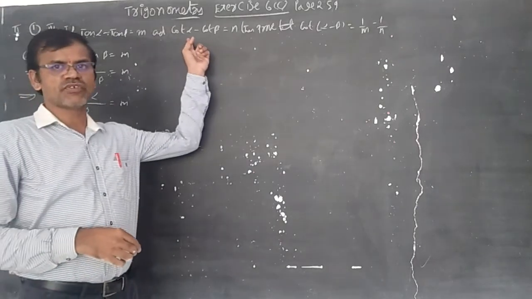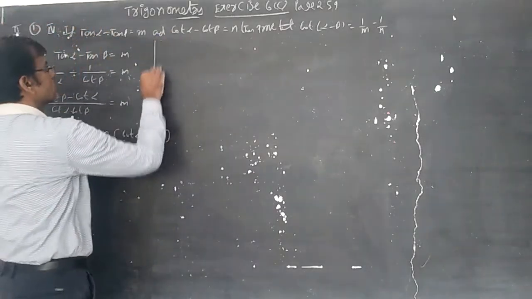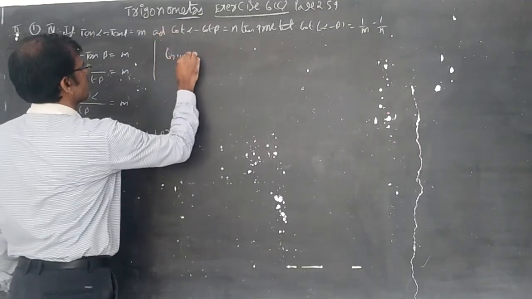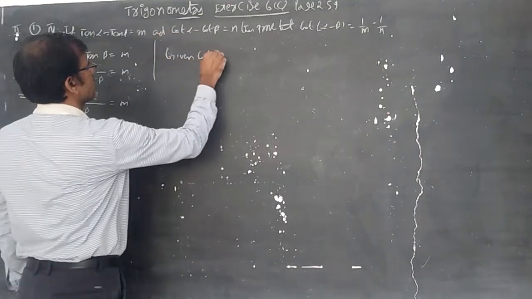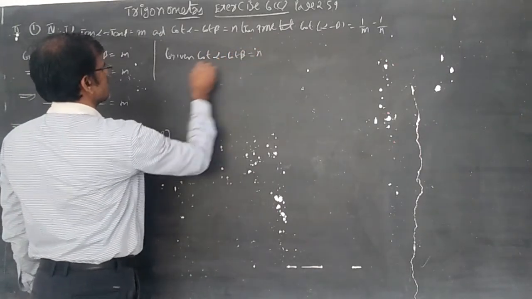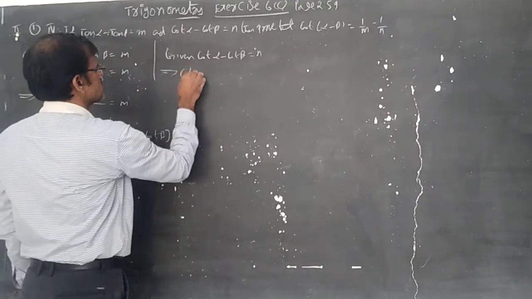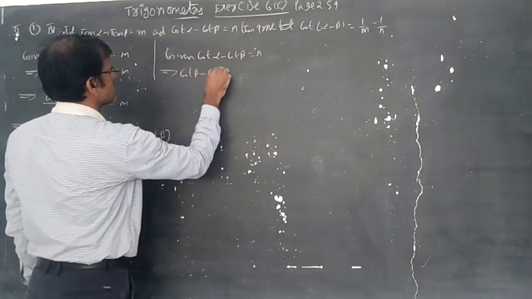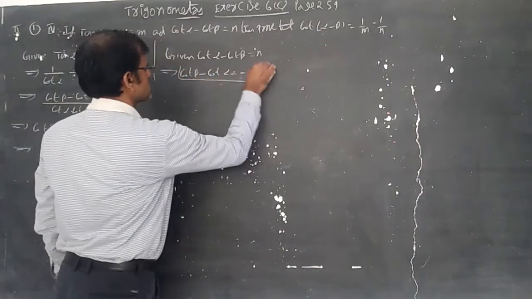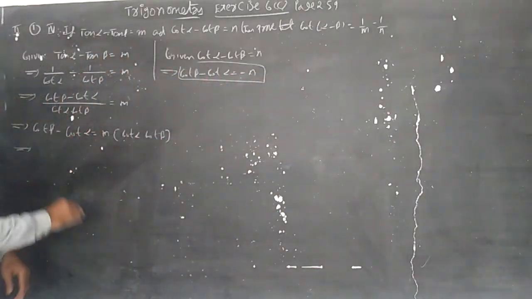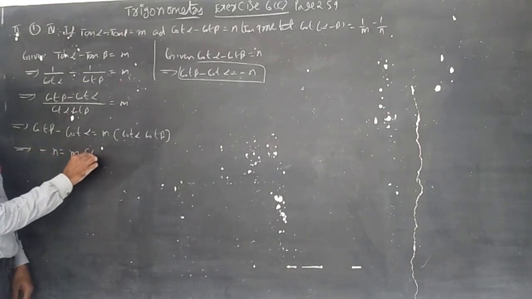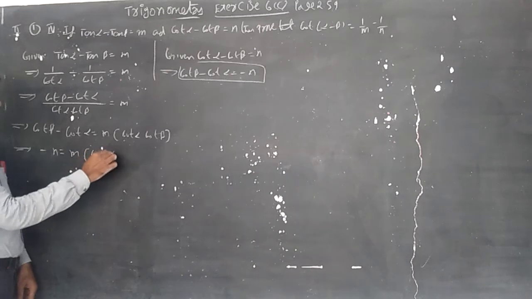Observe this one: cot alpha minus cot beta is equal to n, given. That implies cot beta minus cot alpha equal to minus n. Put a box here. Substitute the value here. That implies minus n is equal to m into cot beta cot alpha.